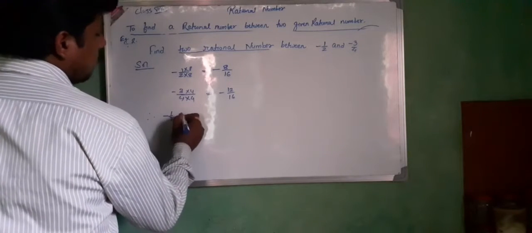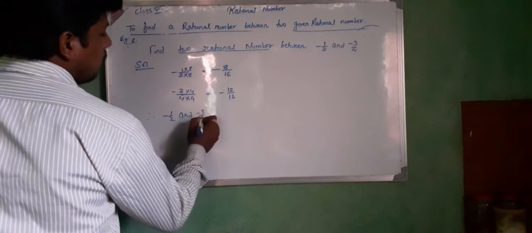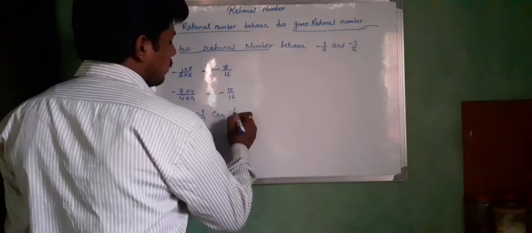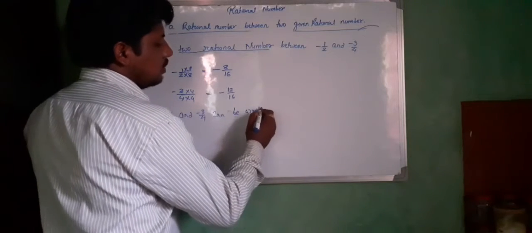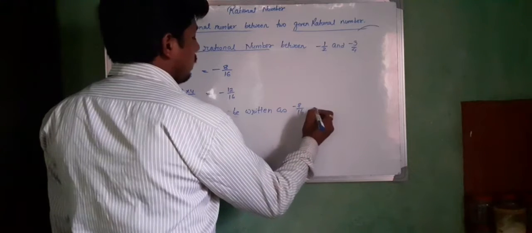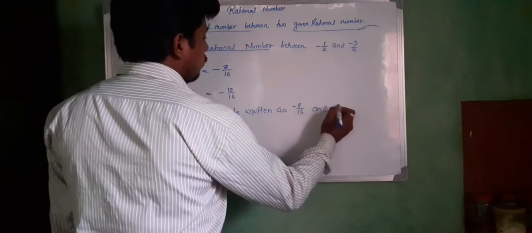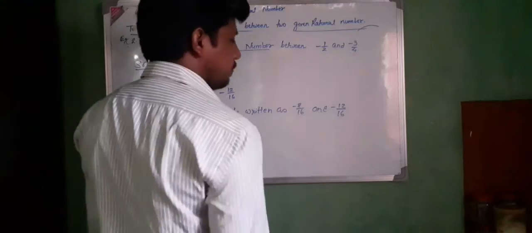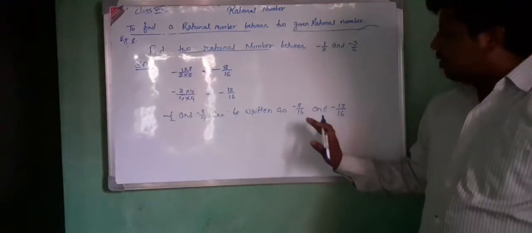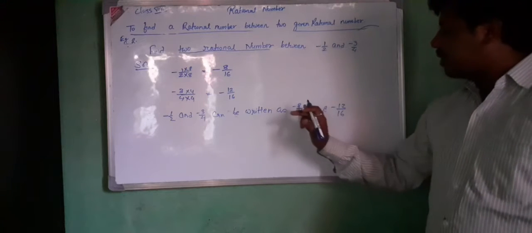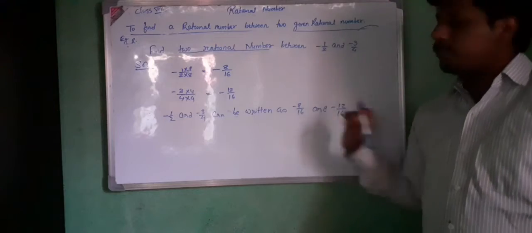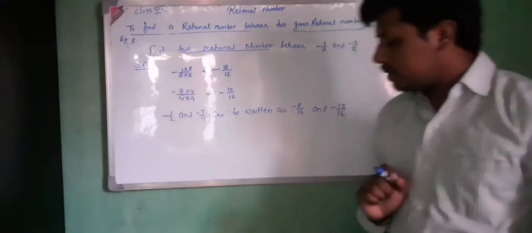Now let's write the statement: minus 1 by 2 and minus 3 by 4 can be written as minus 8 by 16 and minus 12 by 16. Okay. Now the last step is, what do you see? Denominators are the same, minus 8 and minus 12 are there. Now in between these two numbers, what are the numbers present?